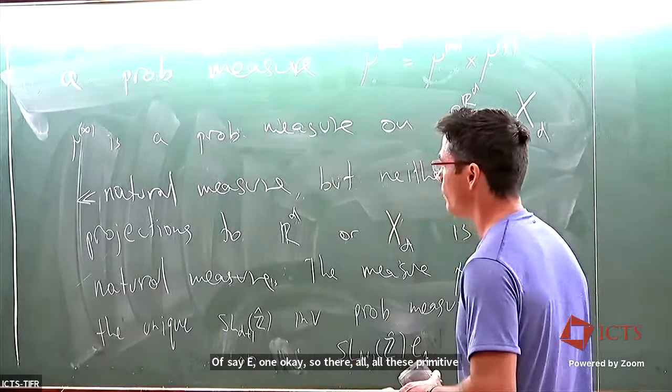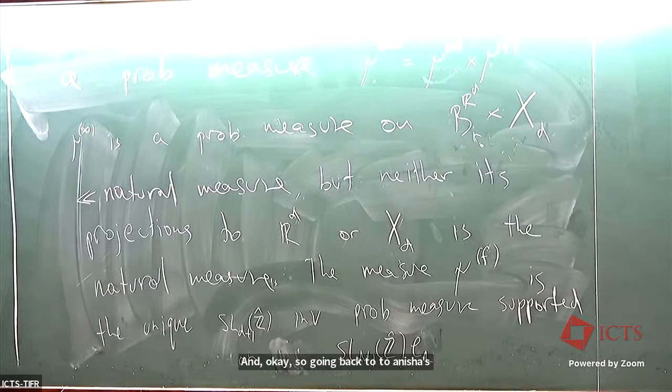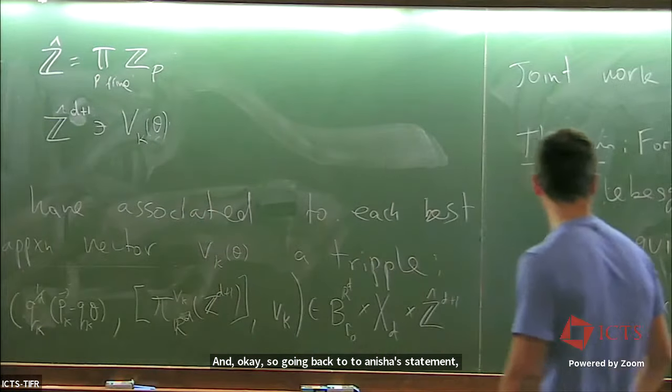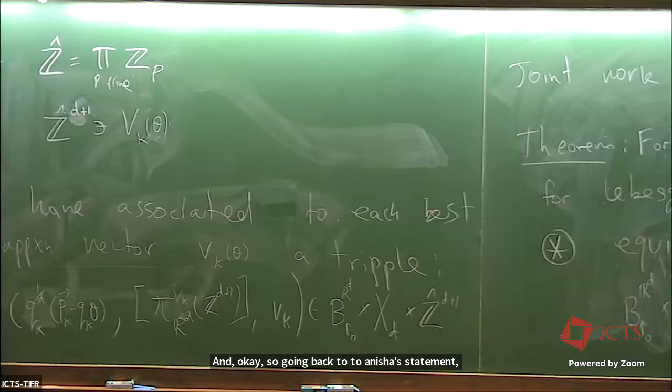Okay, so all these primitive vectors are in the same orbit. Going back to Anish's statement or question regarding this finite coordinate, if I ignore the geometric aspects and only consider the arithmetic aspect, then what I'm saying here is that for almost any theta, the sequence of best approximations behaves completely randomly in terms of arithmetics.